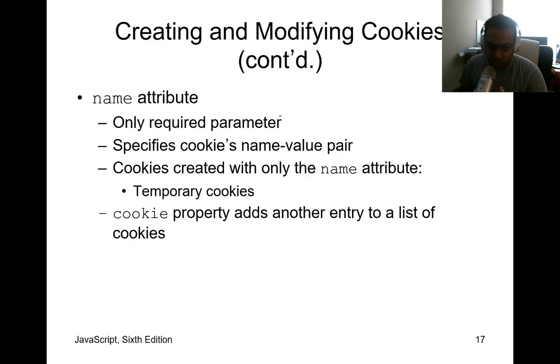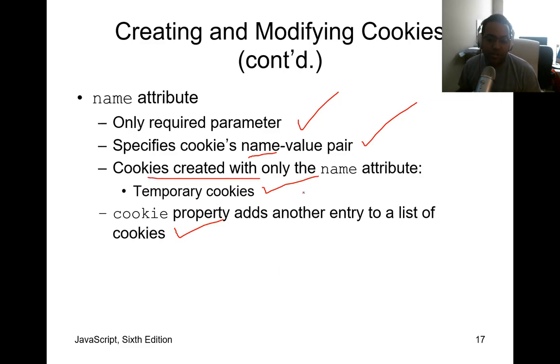The name attribute is the only required parameter. It specifies cookie name value pairs, or key value pairs, and the cookies created with only the name attribute are temporary cookies. So if I said username Francis into the cookie, it's a temporary cookie. The cookie property adds another entry to a list of cookies. Now notice what it says here. Cookies created with only the name attribute is a temporary cookie.